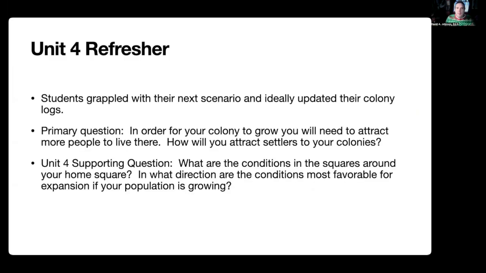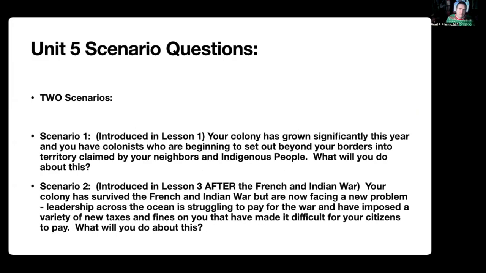In Unit 4, they grapple with their next scenario. The big question for them in Unit 4 is, if your colony is going to grow, how are you going to attract people to live there? And that goes along with the supporting question for that unit. What are the conditions and connections in the area? What conditions are in the squares around your home square? In what direction are the conditions most favorable for expansion if your population grows? So that's the connective tissue between those two. In Unit 5, you actually get 2 scenarios. You get one after the French and Indian War, and you get one before the French and Indian War.